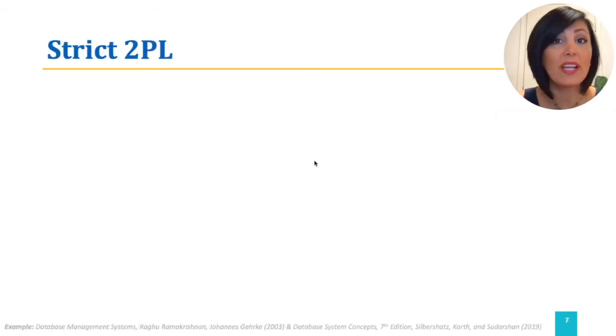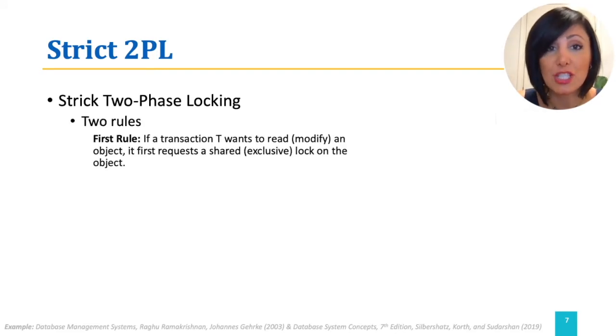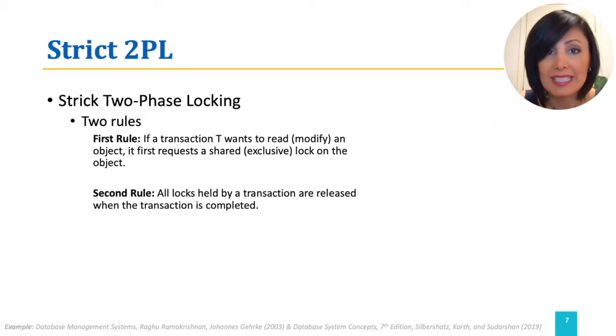A famous, widely used, and restrictive locking protocol is strict two-phase locking. Strict two-phase locking has two rules. First, if a transaction T wants to read an object, it first requests a shared lock on the object. The rule is a little different for modifying: if a transaction T wants to modify an object, it first requests an exclusive lock on the object. The second rule says that all locks held by a transaction are released when the transaction is completed.